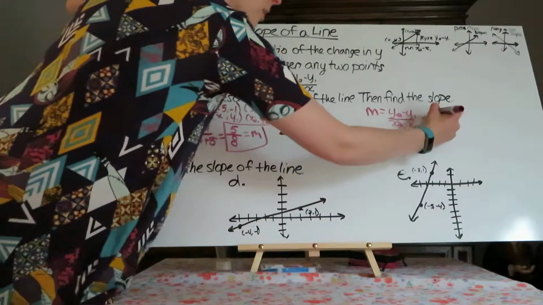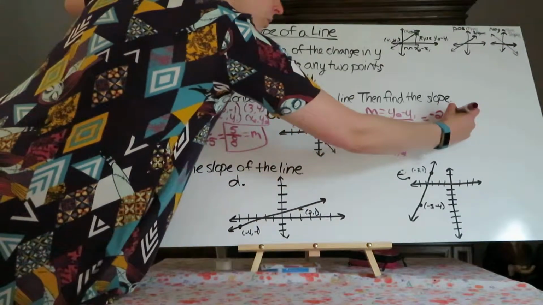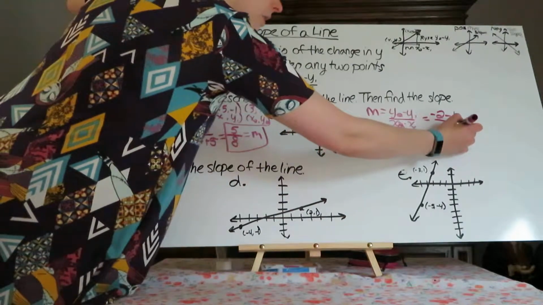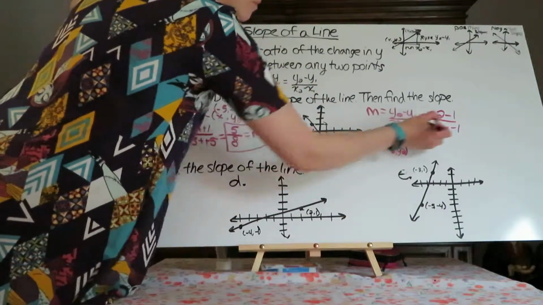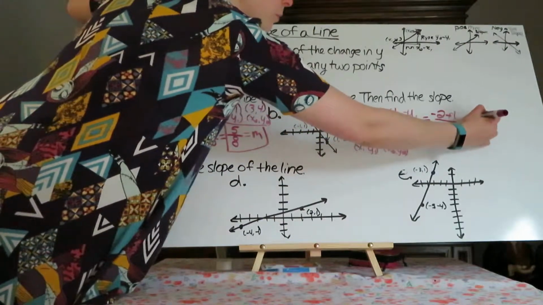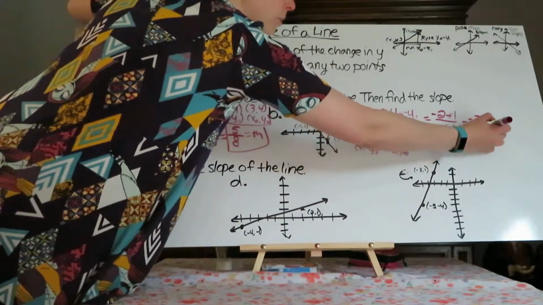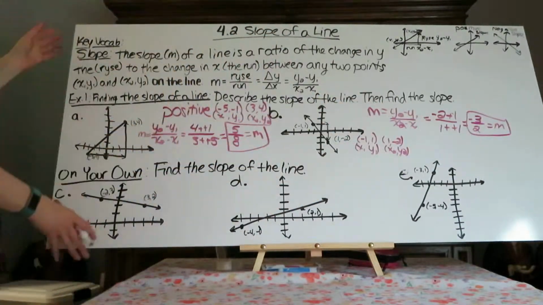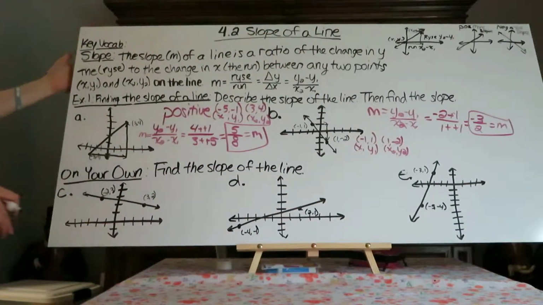So then -2 minus 1 divided by x2, which is 1, minus -1, which is x1. So I'm going to add the opposite. I'm left with -3 divided by 2. So my slope is -3/2. All right, on your own. Go ahead, pause the video, try those 3 problems, then come back and check it.